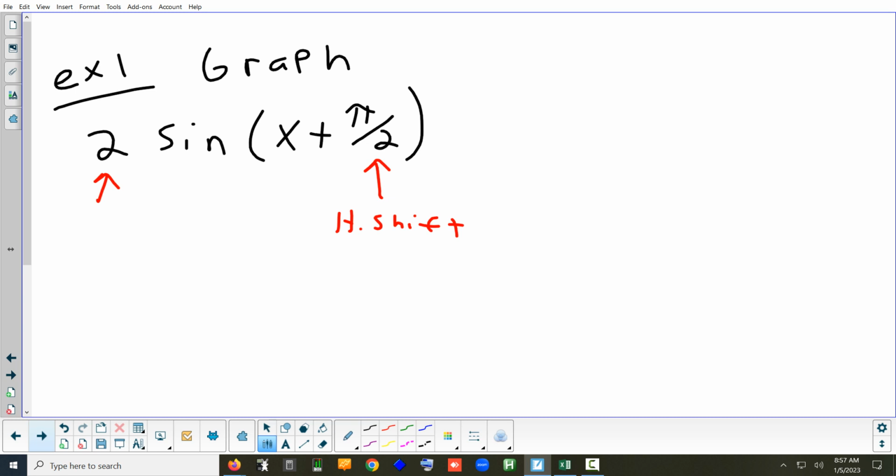And what about the 2 in front? What's that going to do? Yep, that's going to be our vertical shift. Vertical, wait, what'd you say? Stretch, yeah.